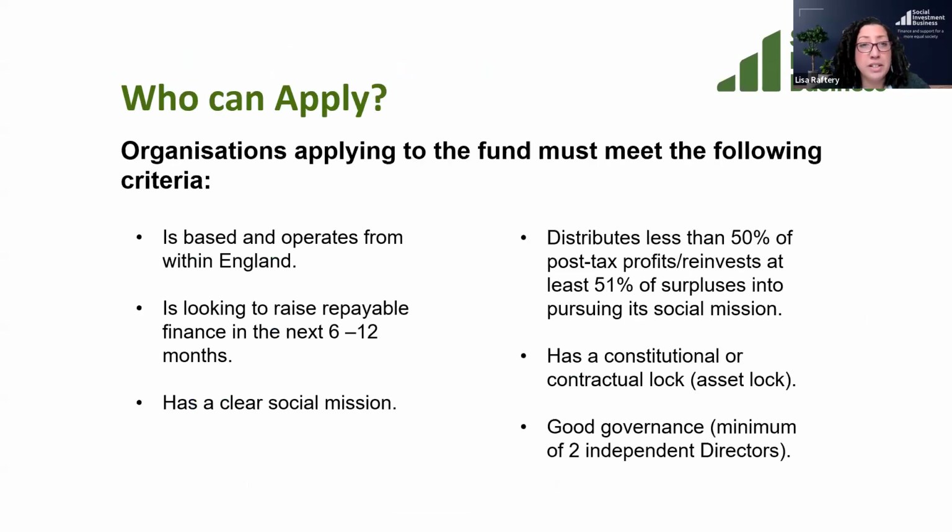So who can actually apply to REACH? Organisations applying to the fund must meet the following criteria. They must be based and operating from within England. They're looking to raise repayable finance in the next 6 to 12 months. They have a clear social mission, distribute less than 50% of post-tax profits, reinvest at least 51% of surpluses into pursuing the social mission, that there's a constitutional or contractual lock, such as an asset lock, and good governance, so a minimum of 2 independent directors.